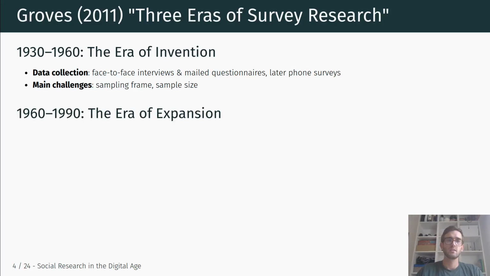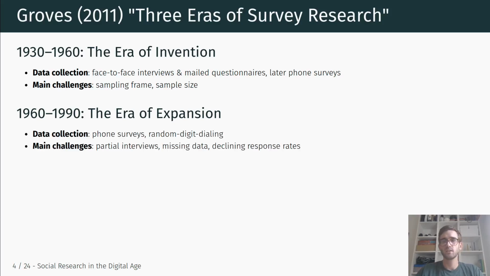Then the 1960s through the 90s are the era of expansion, and this period was the golden age of phone surveys, where a lot of people had landline phones, and you could easily use techniques like random digit dialing to get a true probability sample of whatever population you're interested in, for example, nationally representative populations, based on phone records or the combination of phone records and random digit dialing.